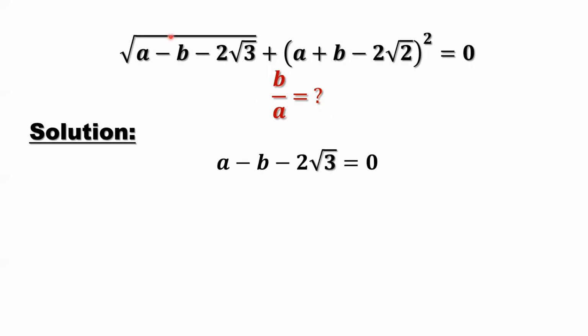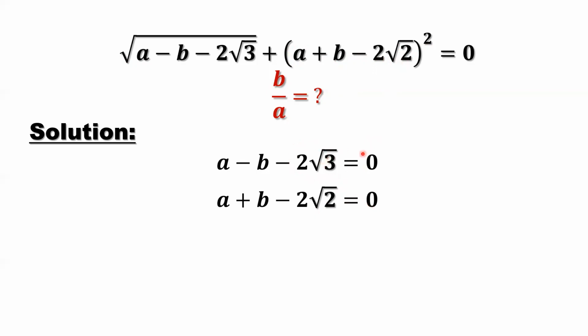So the first part equals 0, that means the inside part of the square root should be equal to 0. A minus B minus 2 square root of 3 equals 0. Similarly here, this square equals 0, so the inside part must be equal to 0. A plus B minus 2 square root of 2 must be equal to 0.